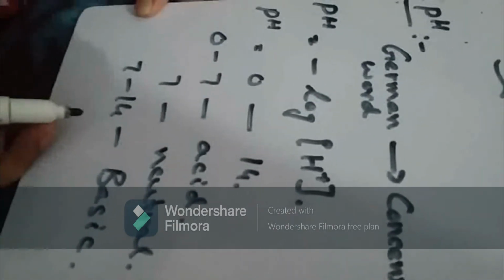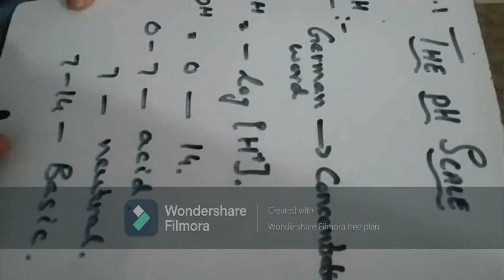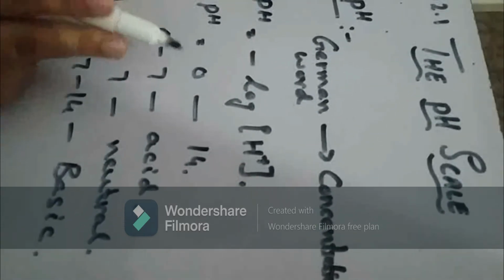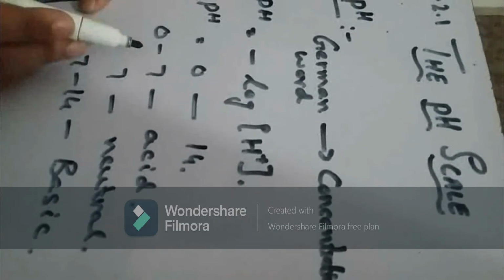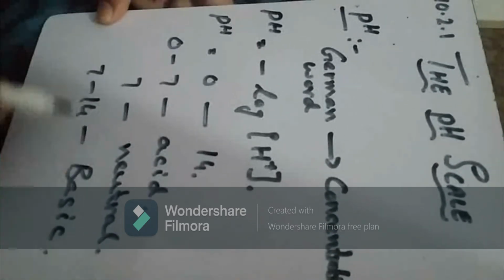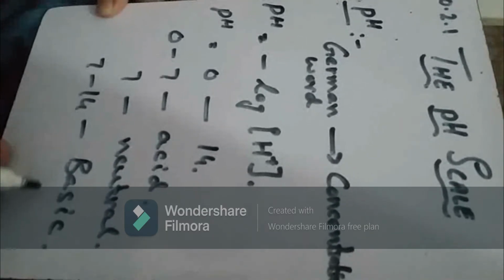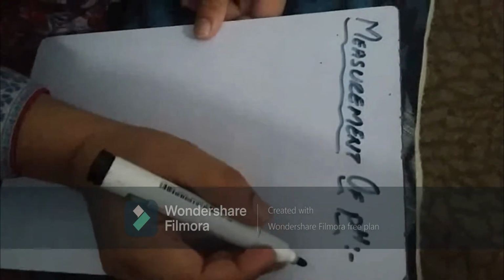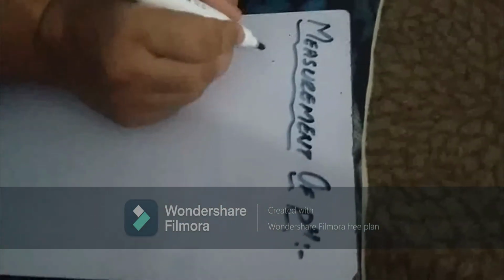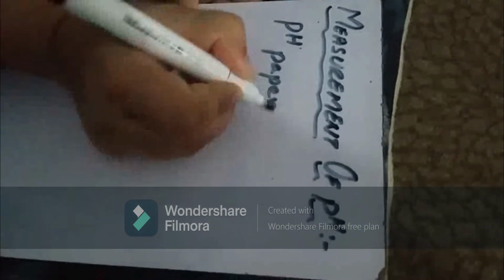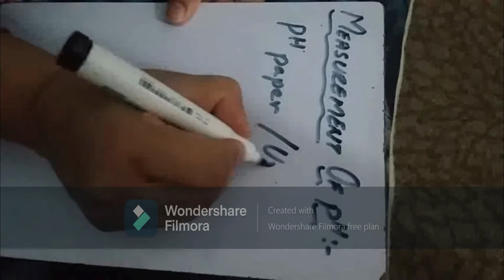To measure this pH, scientists use a number scale. As we have a ruler to measure length, similarly scientists have the pH scale which ranges from 0 to 14. From 0 to 7 the solutions are acidic, 7 is neutral, and from 7 to 14 the solutions are basic. For the measurement of the pH, scientists use pH paper or universal indicators.